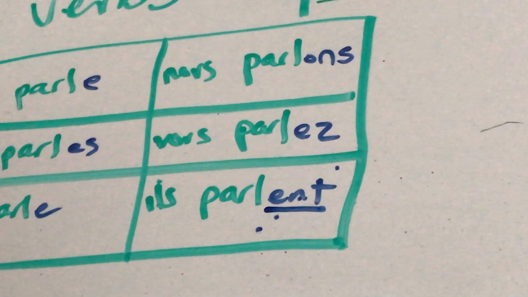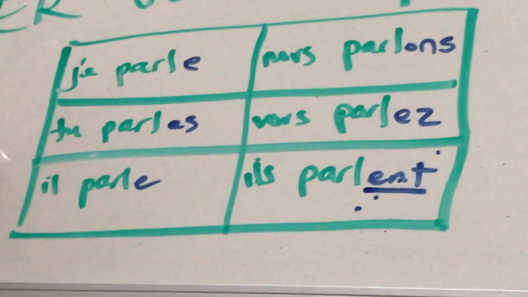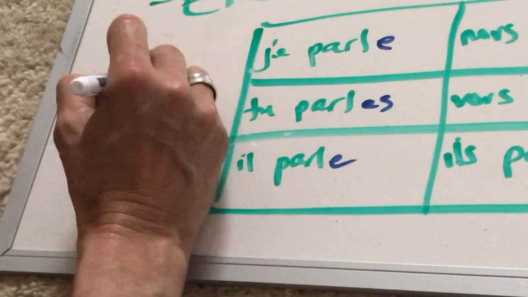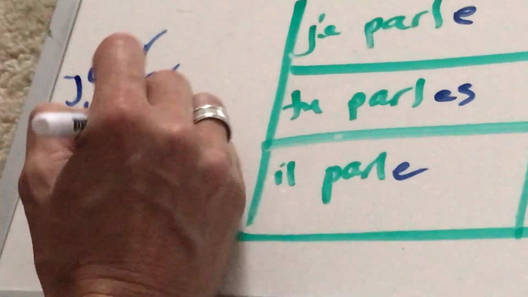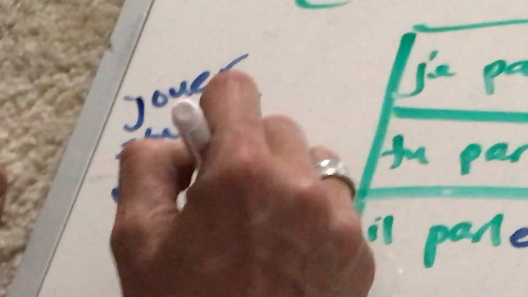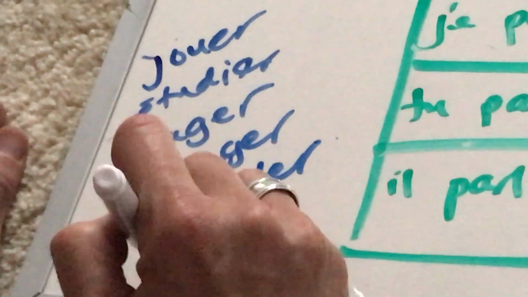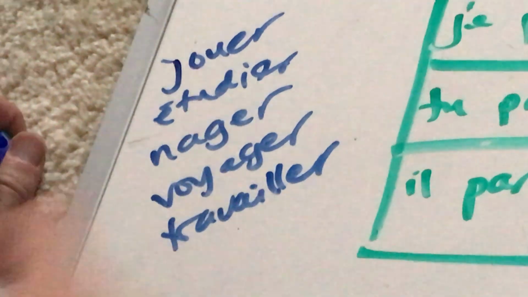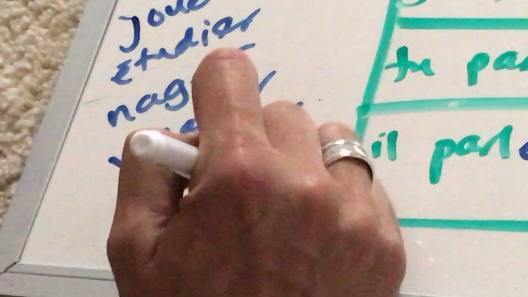And this represents verbs like jouer, so many of them, right? Étudier, nager, voyager, travailler. Lots and lots of ER verbs.